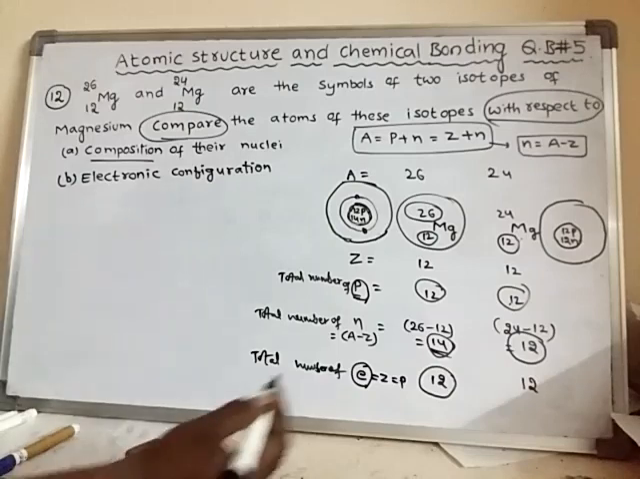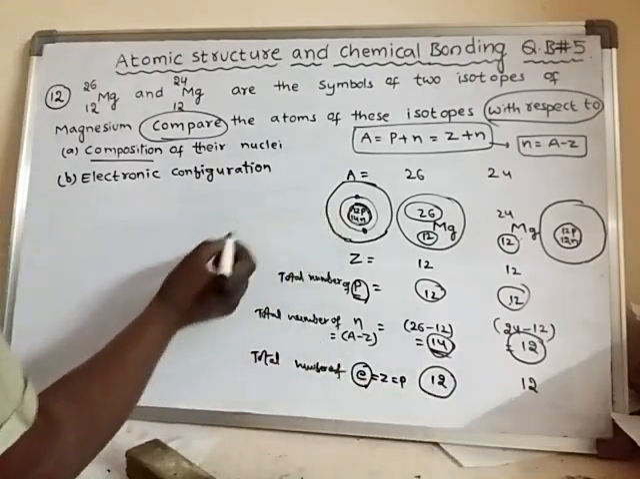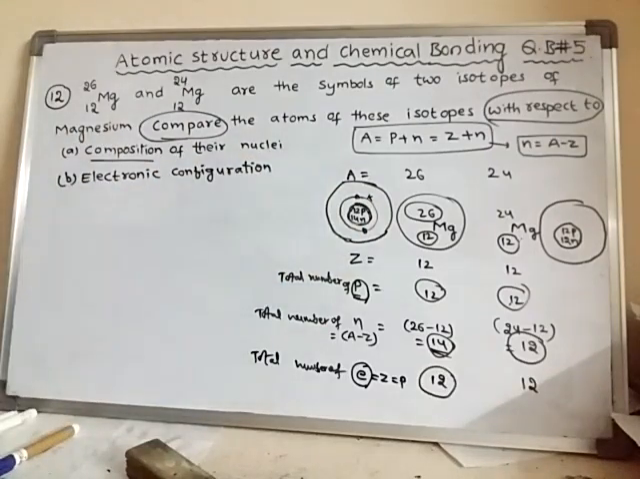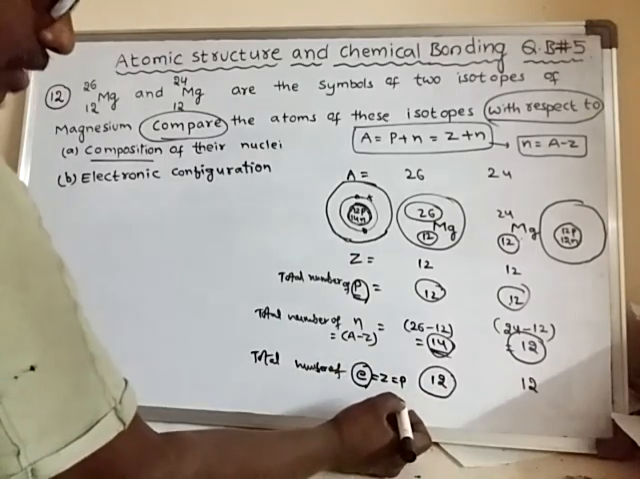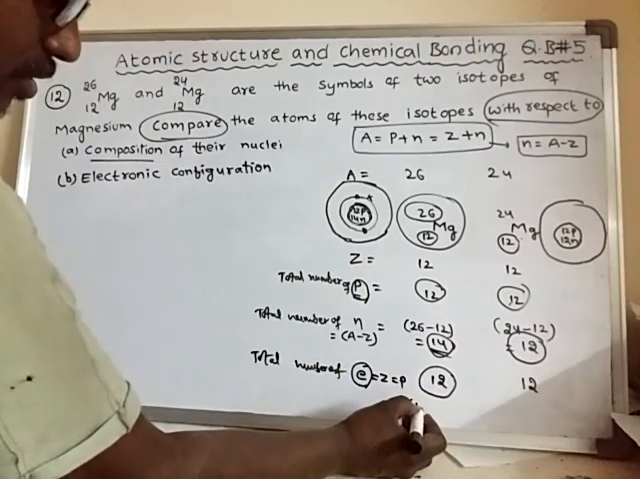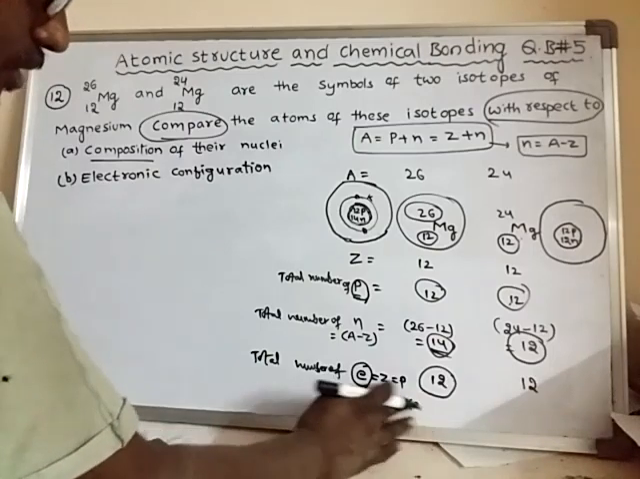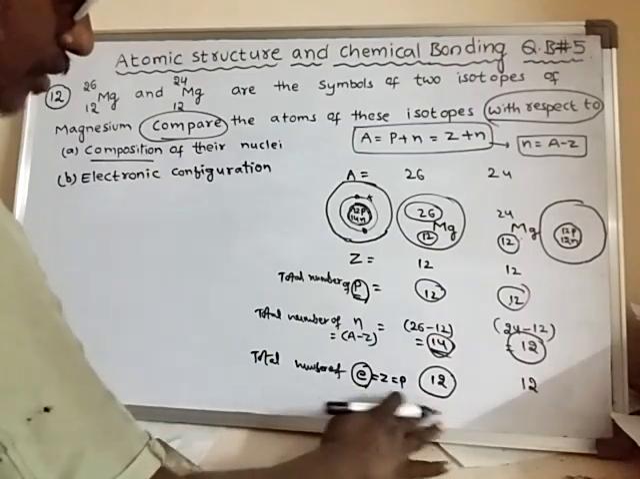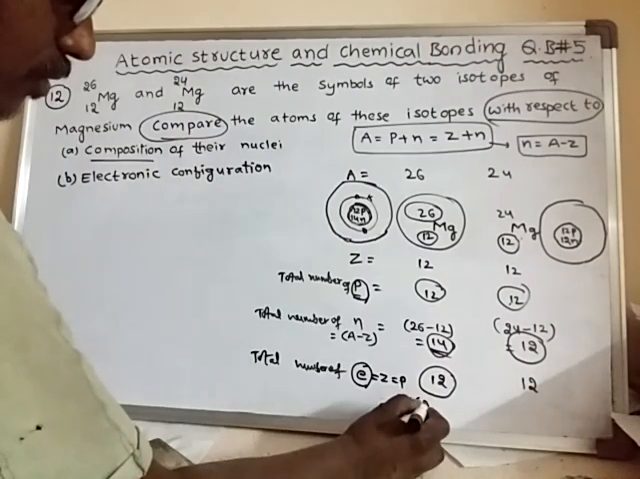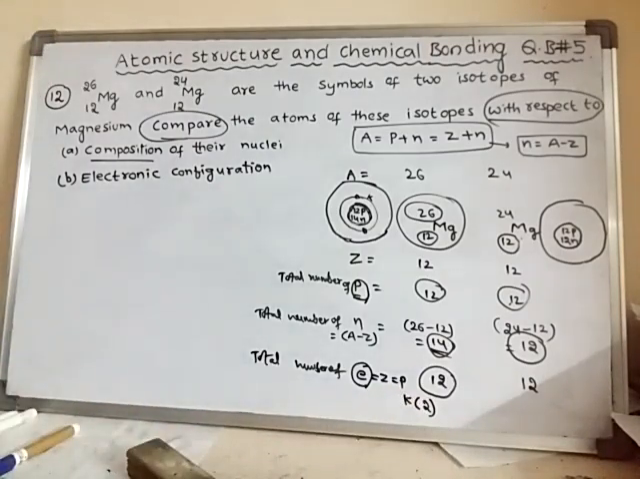So out of 12 electrons, the first orbit is called the K shell. In the K shell, how many electrons are there? There are only 2 electrons. How many electrons are left over? 10 more electrons are left over.